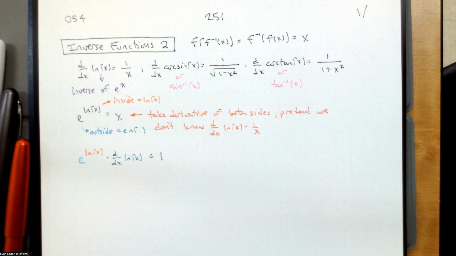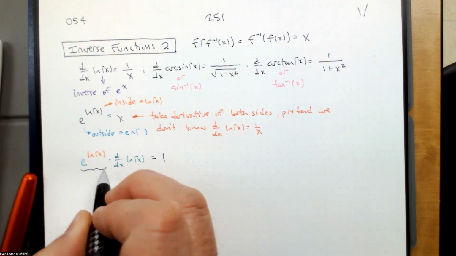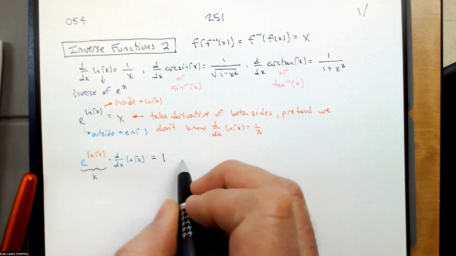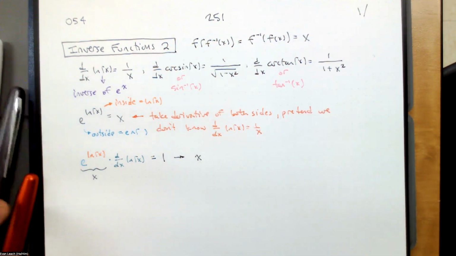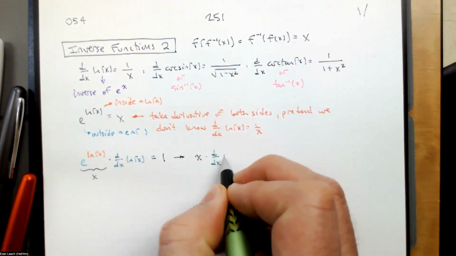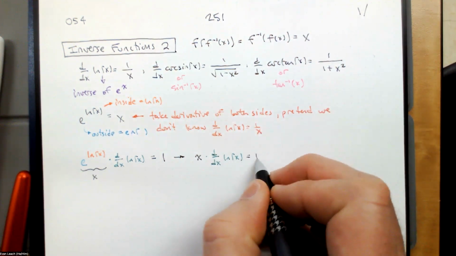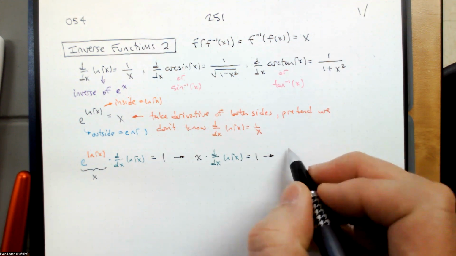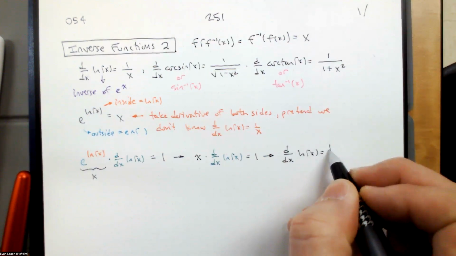We're no longer using this form, so I'm going to simplify e to the natural log of x. I'm going to replace that with x. And so this tells us that x times the thing that we're looking for, that we wrote because of the chain rule, is equal to 1. So that tells us that the derivative of natural log of x is equal to 1 over x.